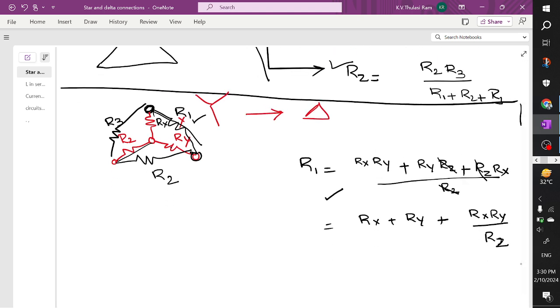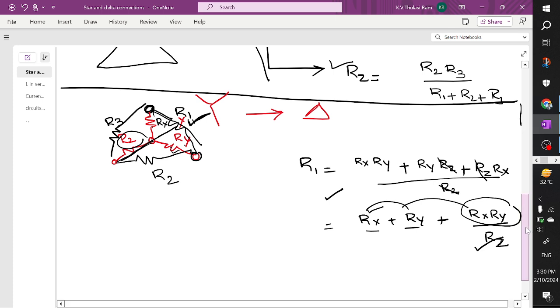Hope this is very simplified now. To find this black color resistance, just remember the formula like this. You want to find this black color resistor. It is connected between Rx and Ry. So first write the first element Rx, plus the second connected element Ry, plus the mutual product of these two, which is Rx into Ry, divided by the branch which is at 90 degrees, which is nothing but Rz.